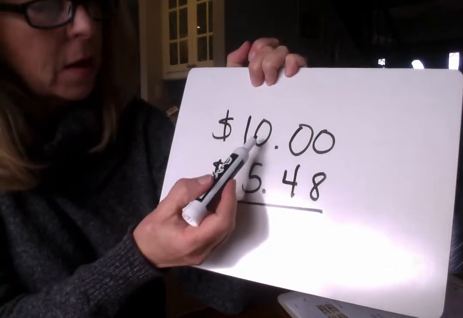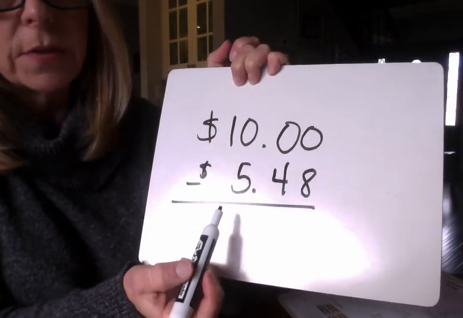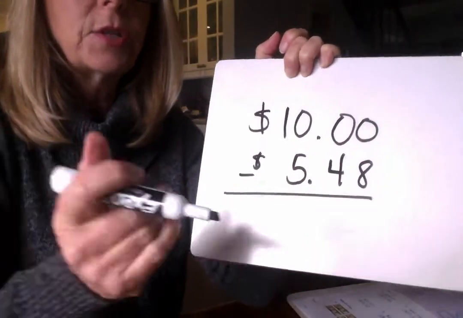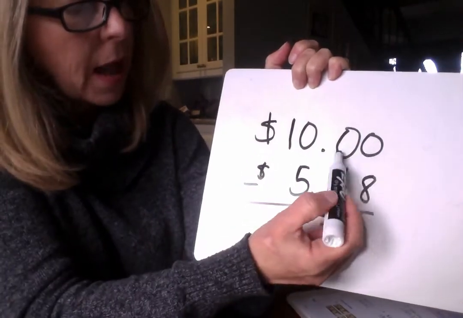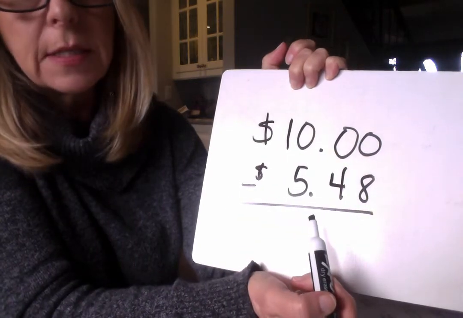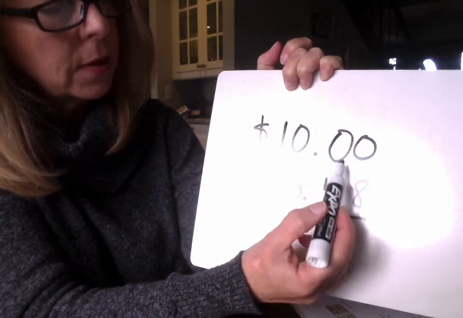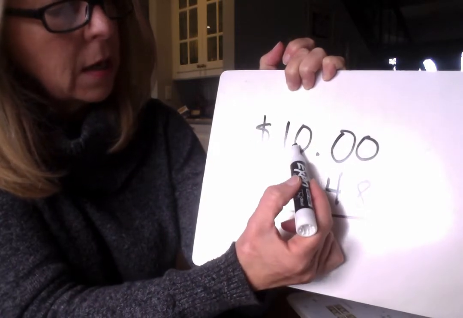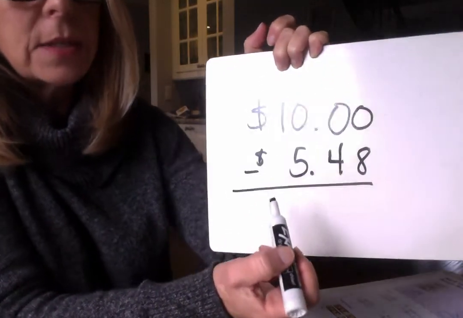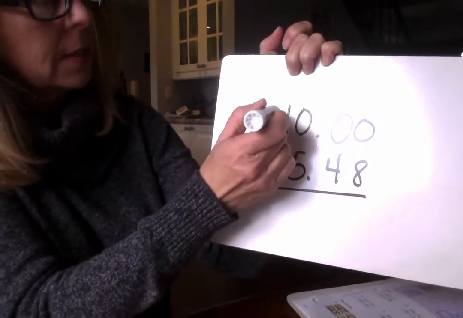Okay, so we have a $10 bill. We want to take away $5.48, and it is just not working because we don't have any cents. We don't have any $1 to take this away. So remember, we start with our pennies. Can't do it. Go to the dimes. We can't do it. Go to the $1 bills. We can't do it. And so finally we get to this $10 bill.